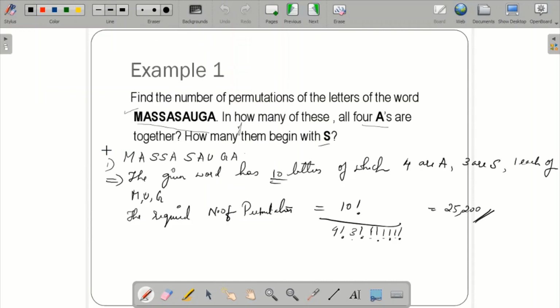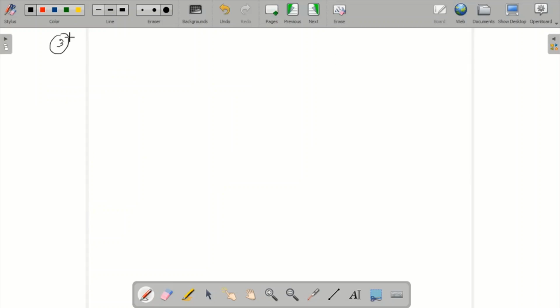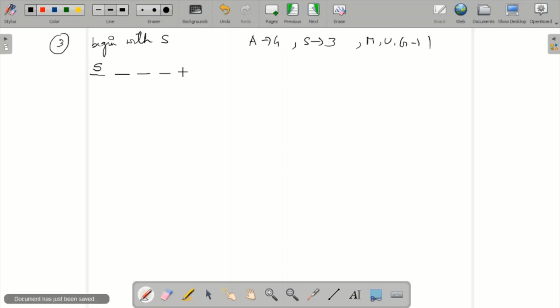The third sub question is how many of them begin with S. I'll write in a new page itself. Third one was how many of them begin with S. So you know that we had A4, SS3, and then we had M, U, G, 1 each. How many of them begin with S, they have told. So if SS out of the 10 has to begin, the remaining places are how many? 4, 5, 6, 7, 8, 9. So there are 9 places.